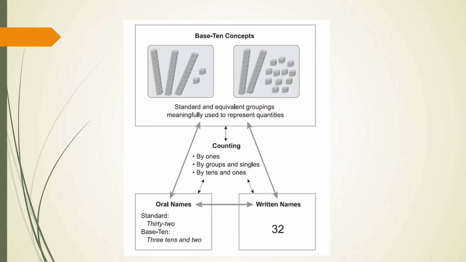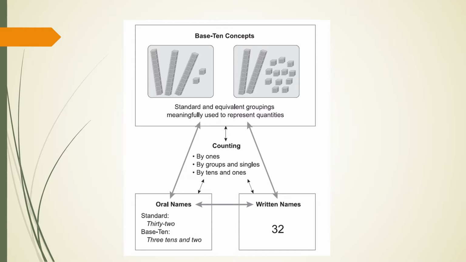So let's take a look at what we really want our students to understand when we talk about place value. We want them to connect these basic four concepts here. First of all, look at the center of the diagram. Children learn to count first. They learn to count by ones, then we want them to count by groups, like by twos or fives and singles, and then we want them to learn to count by tens and ones.